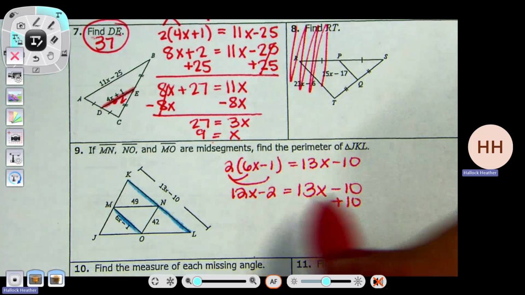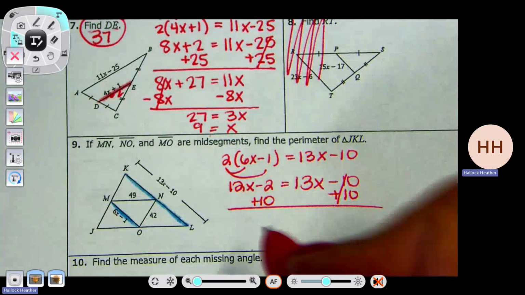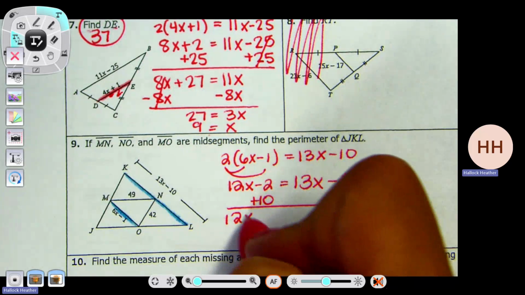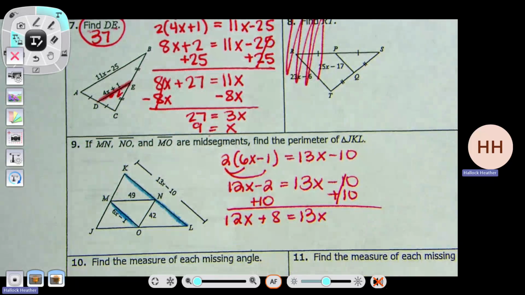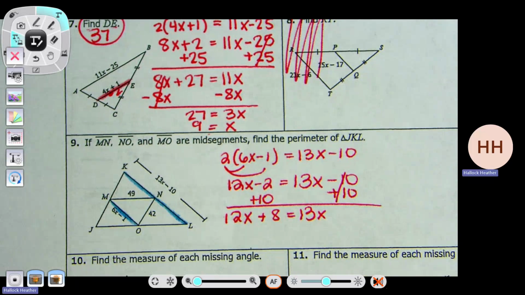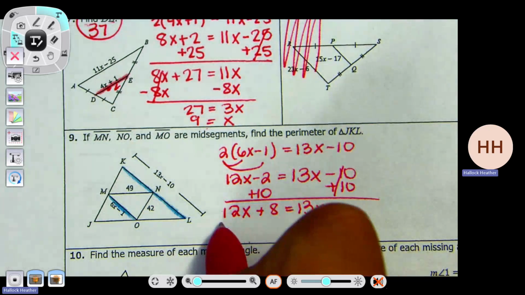Plus 10, plus 10. You could technically add the 2 instead of the 10. I'm going to get rid of the negative though, but it doesn't matter. Remember, you're going to get the same answer either way. So if you want to add 2, you would bring down a negative 8 on the other side. People get confused in math because there's 4 different ways to do it. And then you think that you're wrong because you didn't do it exactly the same way.